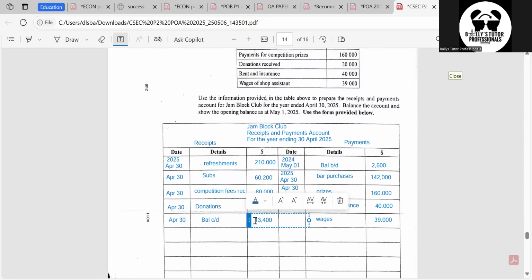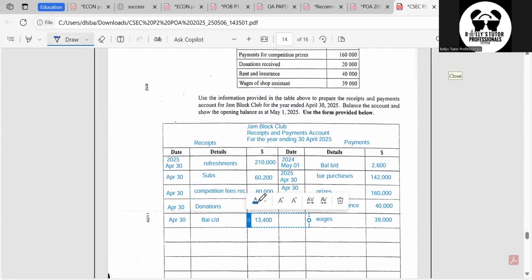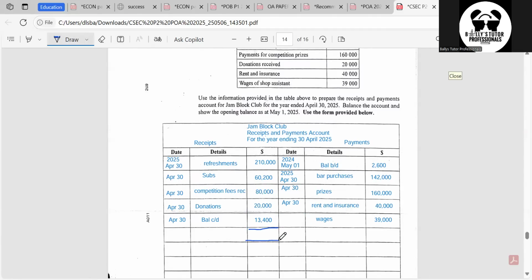13,400. Then I'll put in my totals, which would be 383,600. 383,600 and add up everything. That's how much I got.